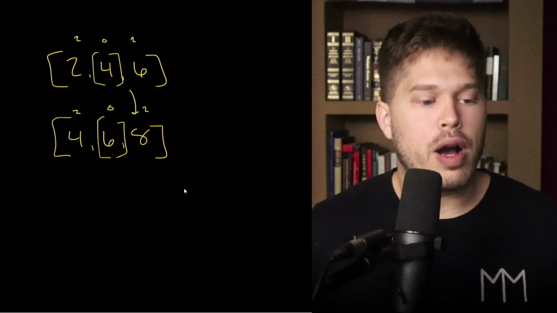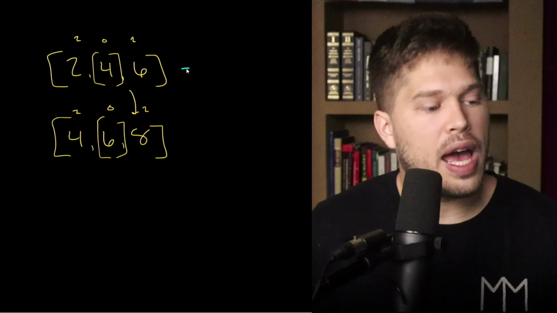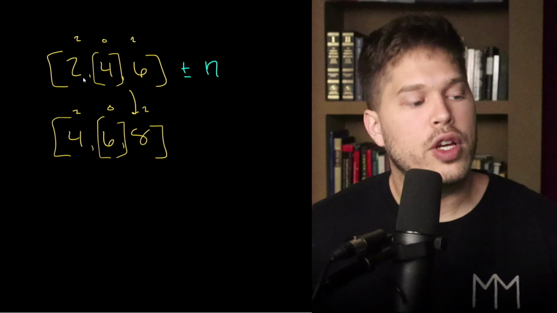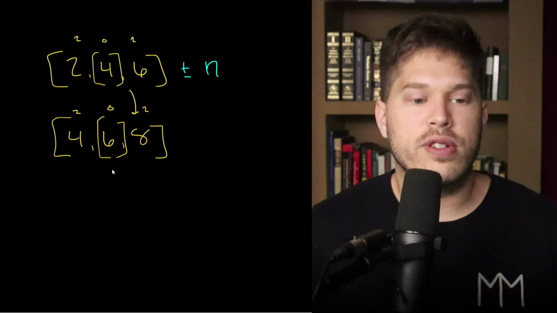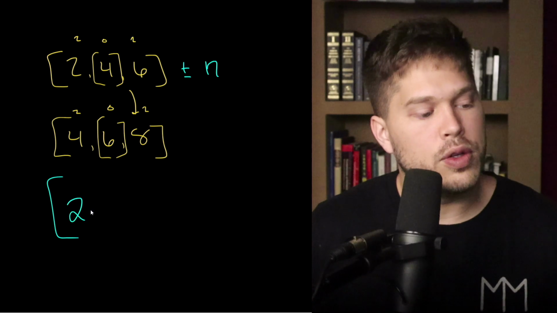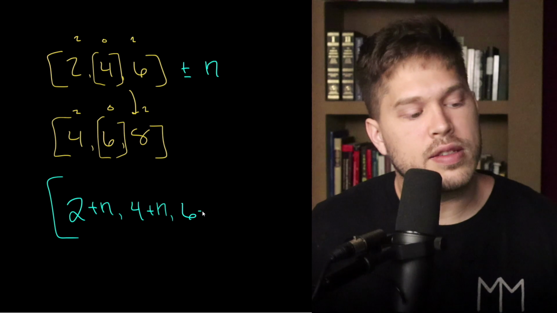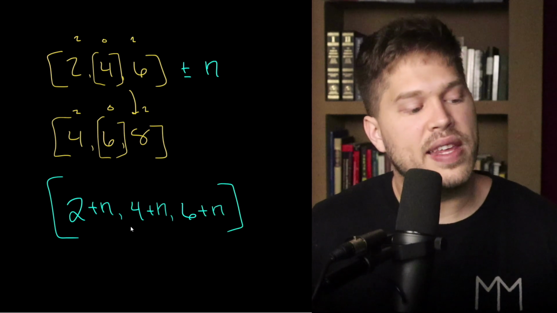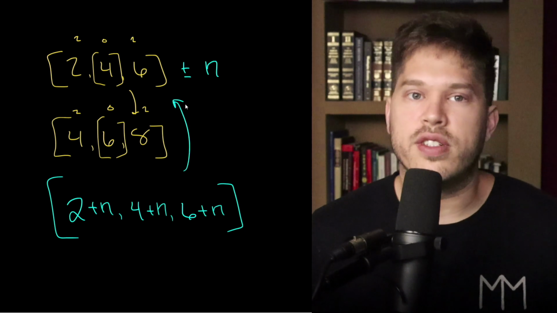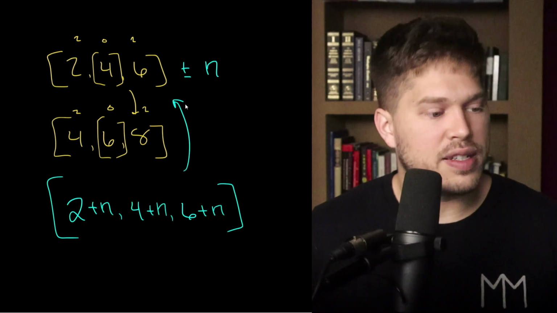With that, we have a property such that if you add or subtract any number to your list, your standard deviation will be the same. So if we have a new list that's 2 plus some n, 4 plus some n, and 6 plus some n, then this standard deviation will be the exact same as our original list. And that's again because the spread of our values is not affected.